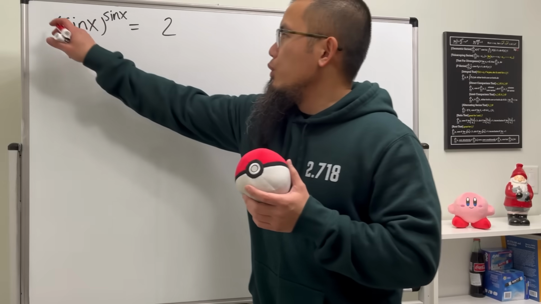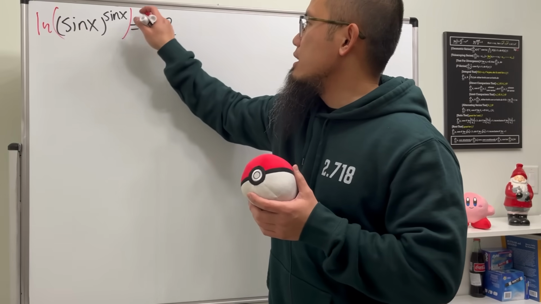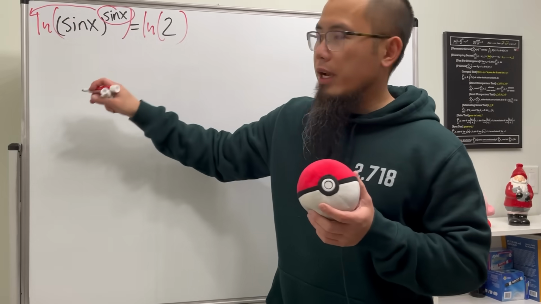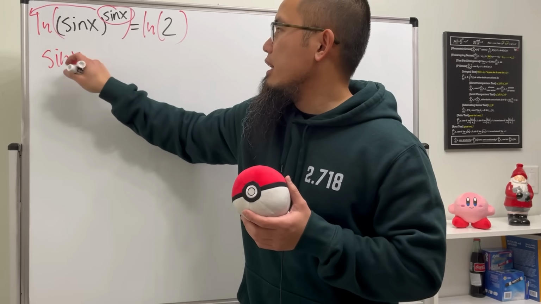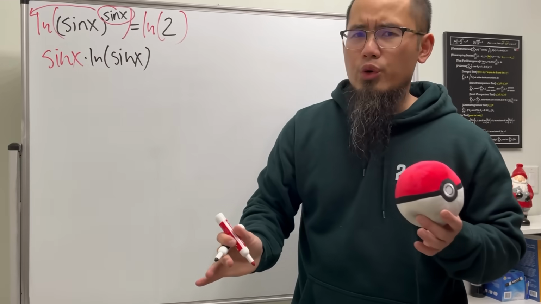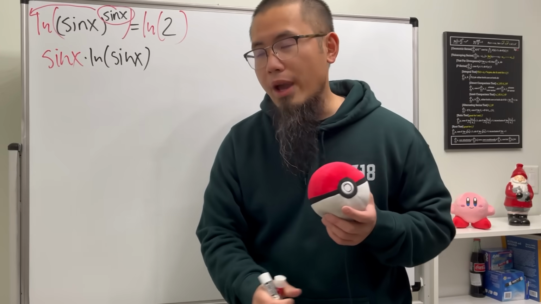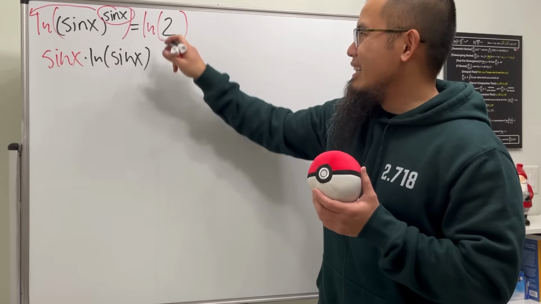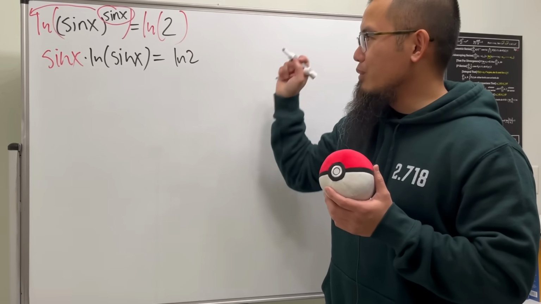before that, we will have to take the natural log on both sides, because this way we can put the power to the front. And let me write down that sine x in red, and then we have this ln of sine x. And don't worry, we have to go to a complex world anyway, so don't worry about having a negative inside of the ln. And the right hand side is just ln2.